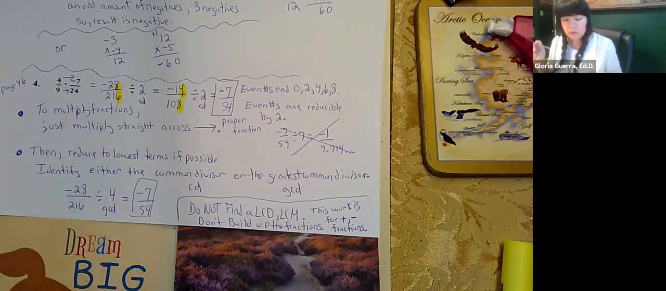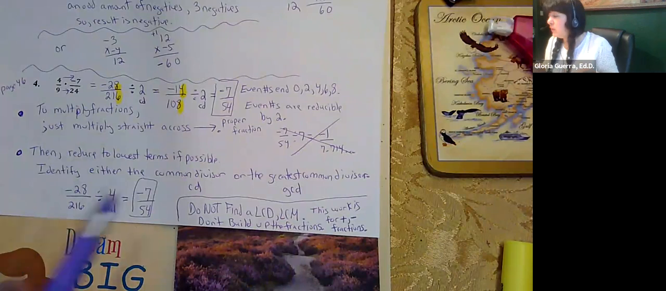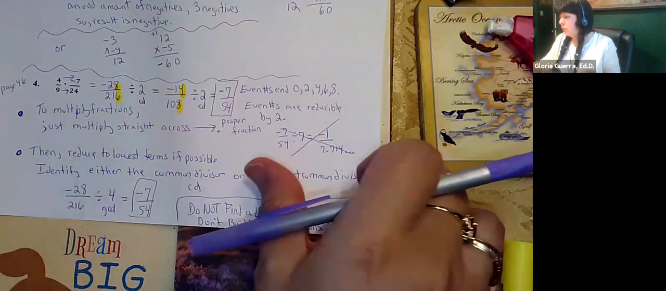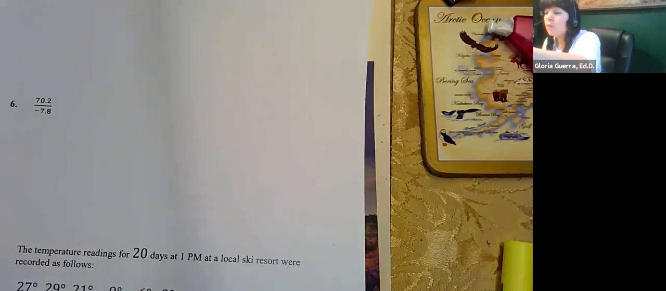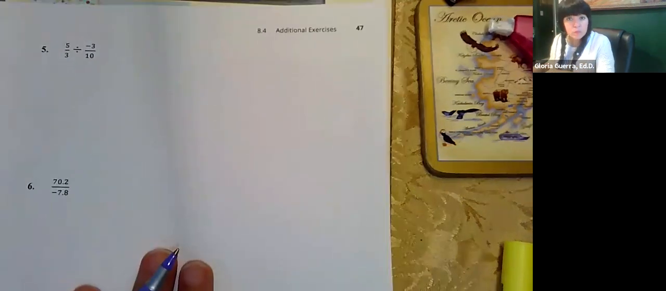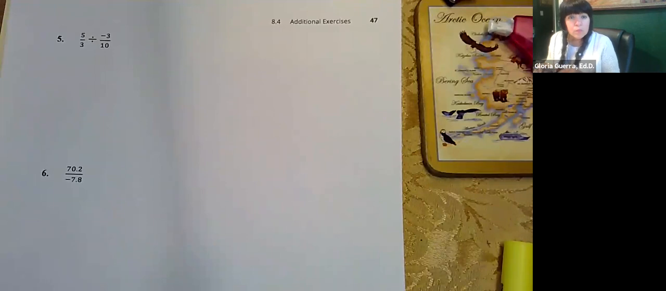Okay, next we're going to page 47. And I think this is the last page. This is the last page of 8.4, I believe. Okay, so let's look at number 5. 5/3 divided by -3/10.